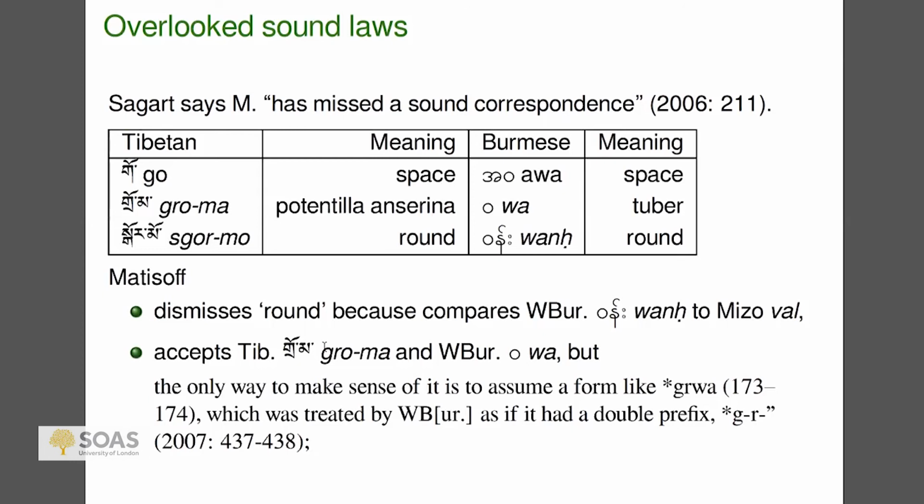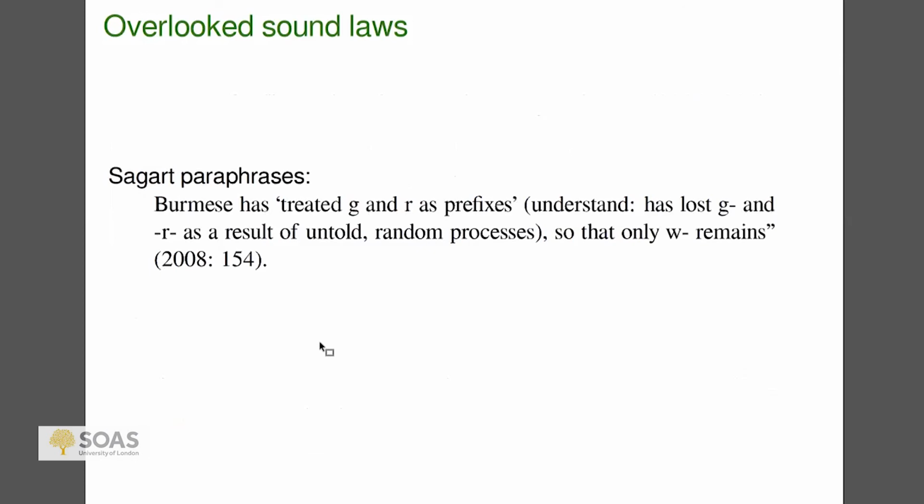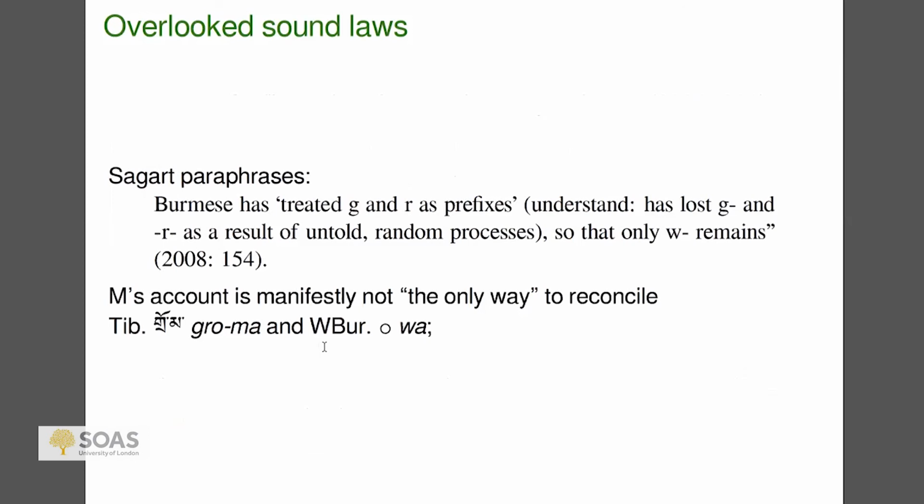But this is what he says: the only way to make sense of it is to assume a form like grwa, which was treated by Burmese as having a double prefix, gra. So Sagart paraphrases that opinion as saying, Burmese has treated G and R as prefixes, and has lost G and R as a result of untold random processes, so that only W remains. And I think that's a good paraphrase, which is what my co-author Hannes and I are objecting to. And then just by way of reminder, Matisoff says the only way to make sense of this.